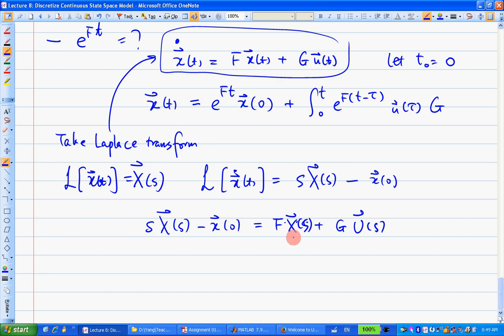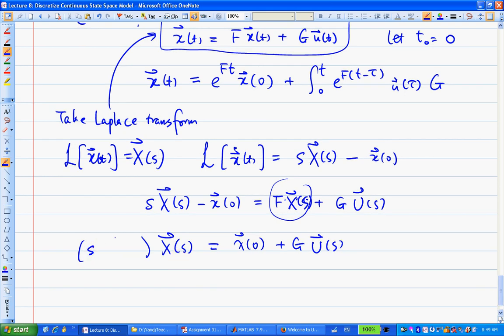Okay, so both sides have X of s right here, and what's the X of s then? Let's solve for X of s. What we can do is move this one to the left temporarily, and move the x naught to the other side. When you move it to the left, take out the common factor capital X of s.